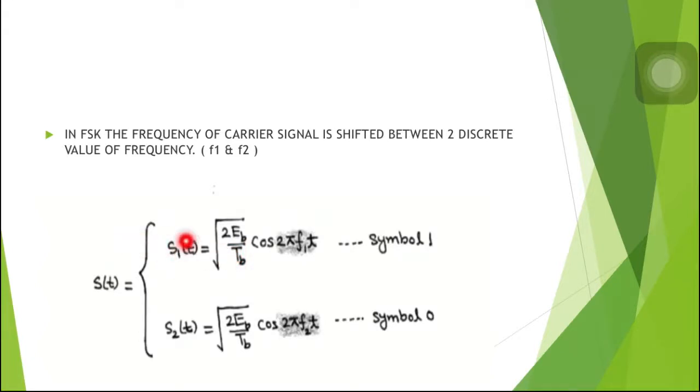Maybe sinusoidal signals. So this represents S1(t) equal to square root of 2 Eb upon Tb times cos 2 pi f1 t. Let's represent this as signal 1. Also, S2(t) equal to square root of 2 Eb upon Tb times cos 2 pi f2 t. What's the difference between these two signals? One has frequency f1 and the other has frequency f2. I'm giving this as signal 1 and this as signal 2.